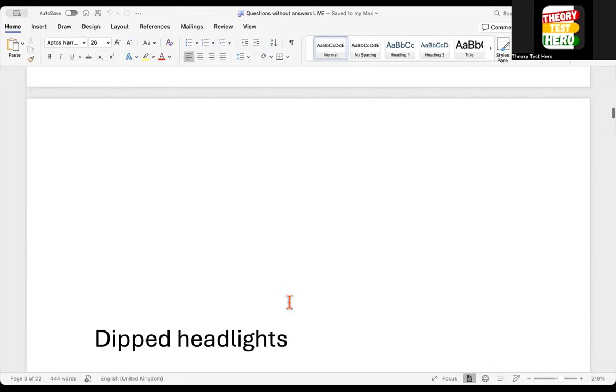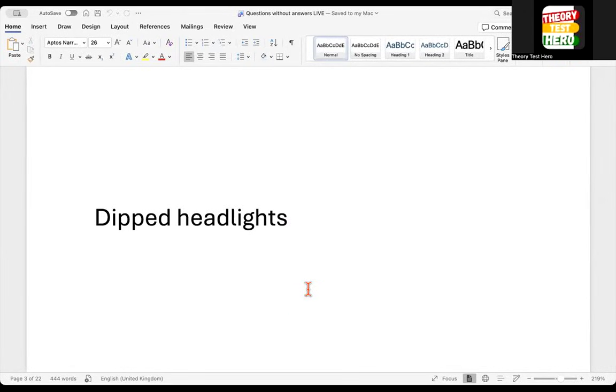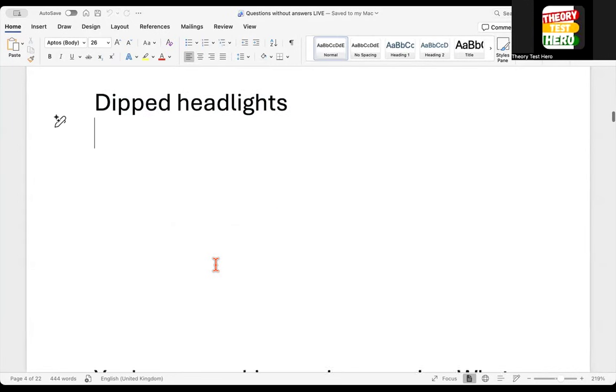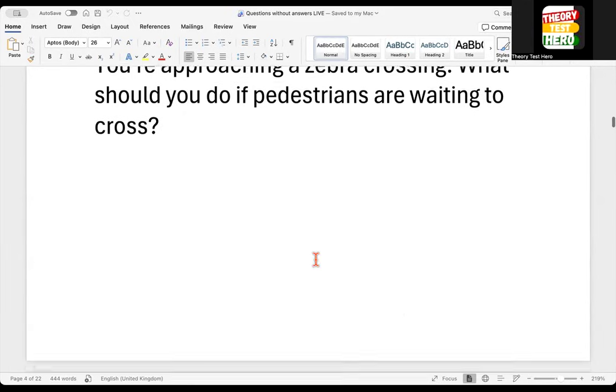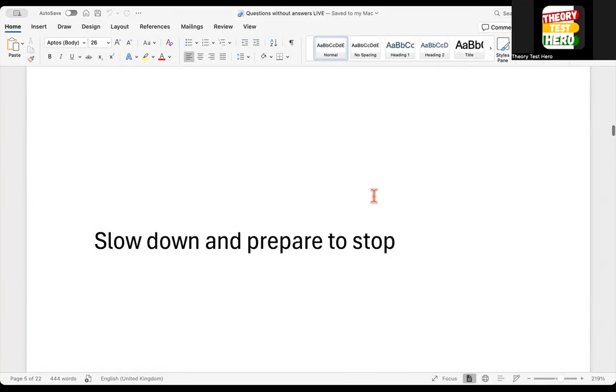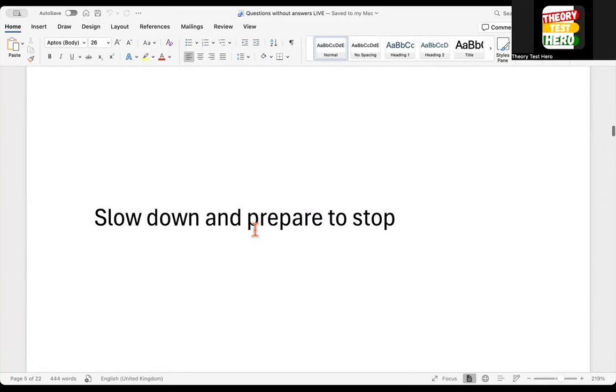Okay, lots of you are saying dipped. Good. Yeah, we're not going to use full beams because those are going to be too bright, but dipped headlights are going to be great for that situation there. You're approaching a zebra crossing. What should you do if pedestrians are waiting to cross? Okay, lots of you are saying be ready to stop. Good. Slow down and prepare to stop. Very good.